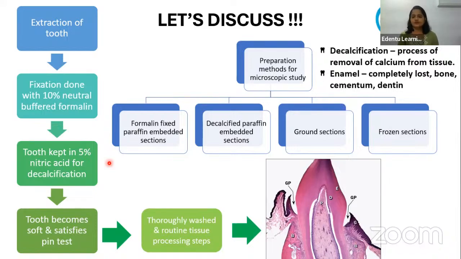Decalcification is the process of removal of the calcium from the tissue. During this decalcification procedure, usually enamel will be completely lost, because if you look at the composition of enamel, it is mainly composed of 96% inorganic substance. So during decalcification the whole of the enamel will be lost and we will not be able to see much of the enamel.